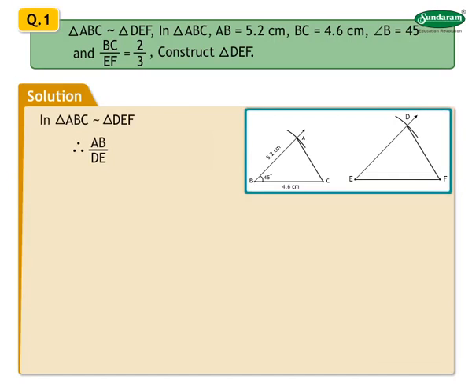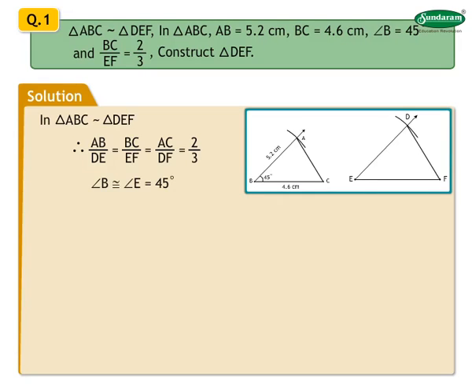Therefore, AB upon DE is equal to BC upon EF is equal to AC upon DF is equal to 2 upon 3. And as angle B and angle E are congruent, their measure would also be the same, that is 45 degrees. Here we got the measure of one angle. Now let's find the measures of side DE and EF.